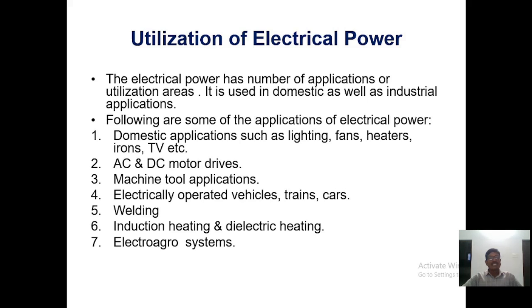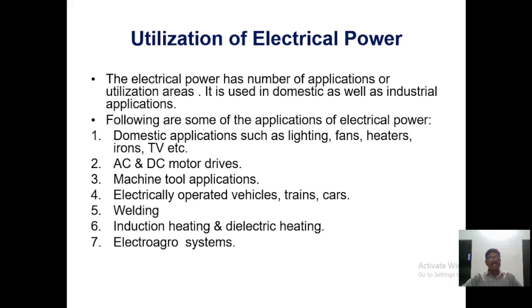Then what about the utilization of electrical power? Electrical power has a number of applications or utilization areas. It is used in domestic as well as industrial and agriculture applications. Some of the applications of electrical power are domestic applications such as lighting, fan, heaters, TV and other appliances, etc.